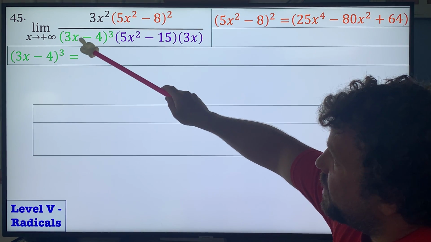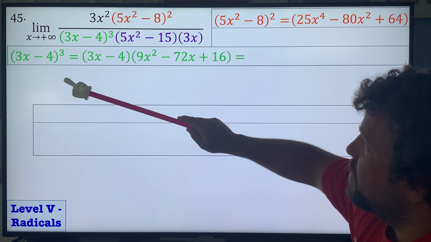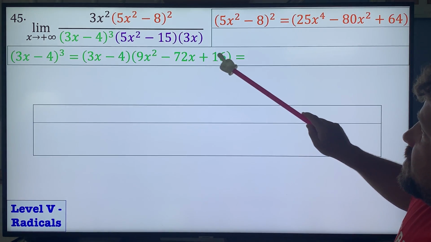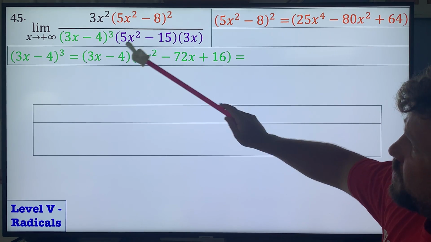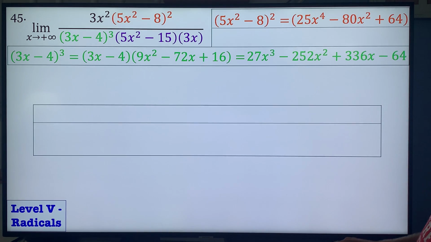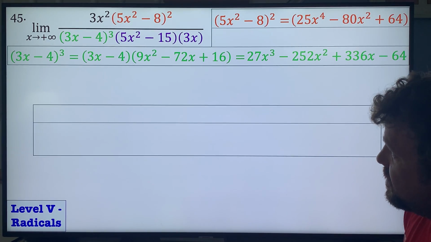Now that means you're going to do 3x minus 4 times 3x minus 4. When you square that, you get 9x squared minus 72x plus 16. Then you have to multiply it by 3x minus 4 again. Distribute that in. 1, 2, 3. 1, 2, 3. And it ends up being 27x cubed minus 252x squared plus 336x minus 64.